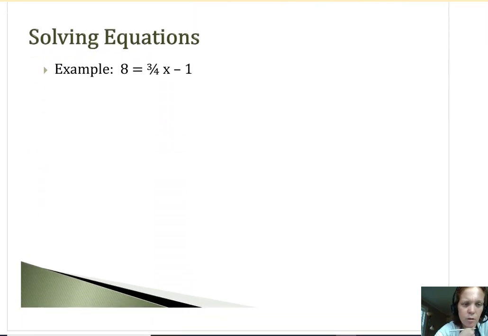Okay, next one, trying to get x alone here, and I've got a fraction. But I could first just add 1. You add 1 first. 8 plus 1 is 9. So 9 equals 3/4 x.